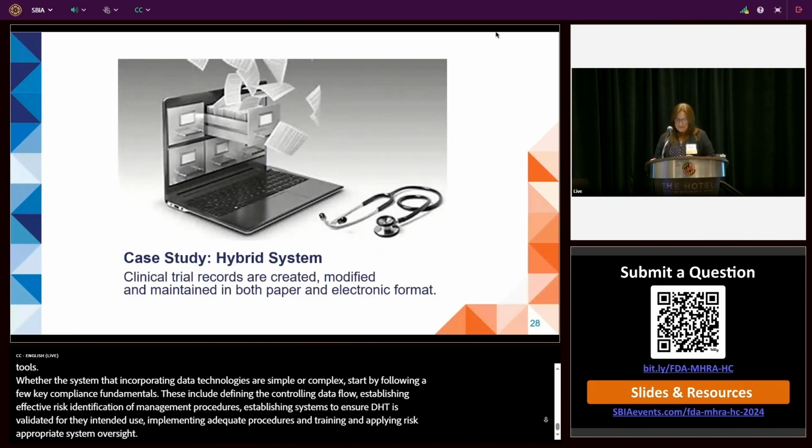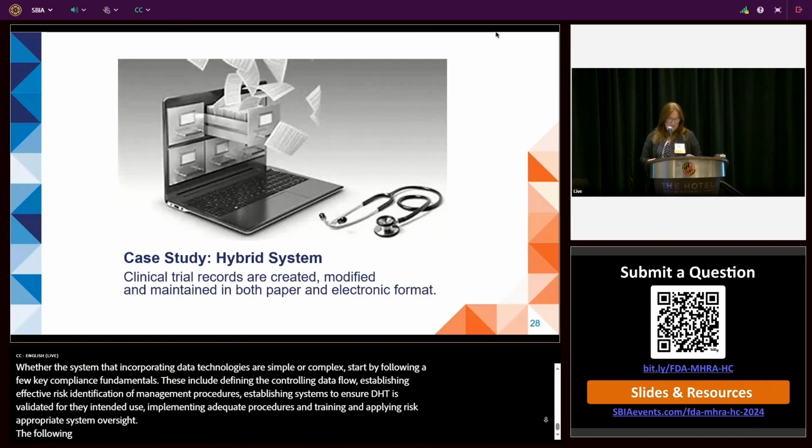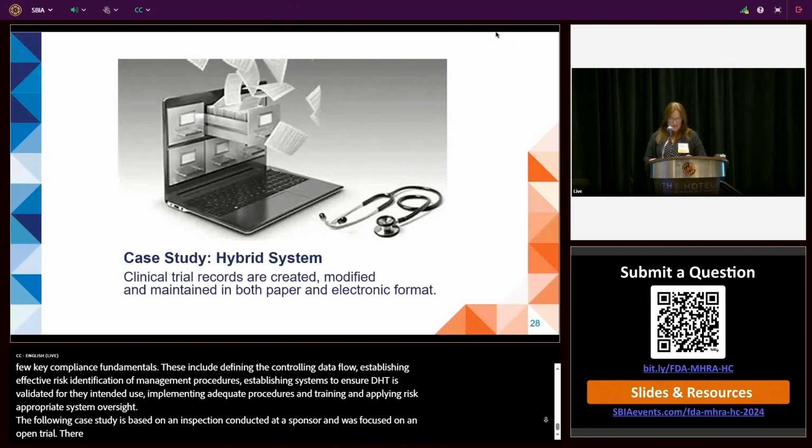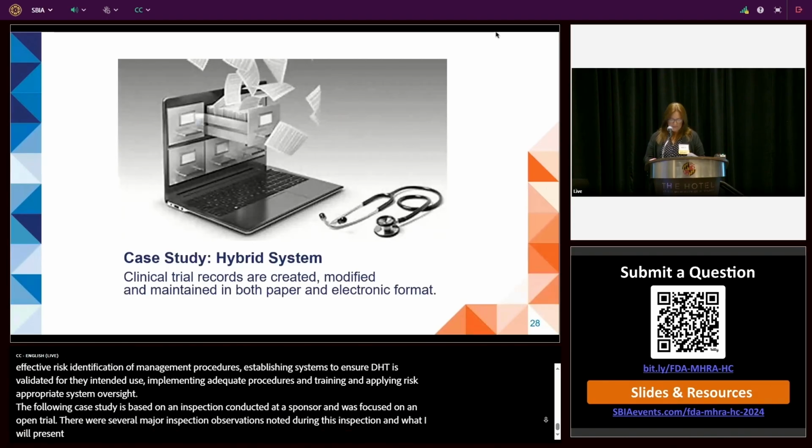The following case study is based on an inspection conducted at a sponsor and was focused on an open trial. There were several major inspection observations noted during this inspection, and what I will present is abbreviated and simplified for illustration purposes to demonstrate the importance of applying the fundamental requirements we just discussed.